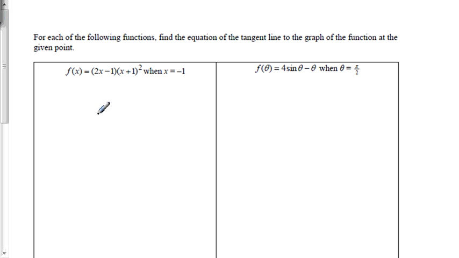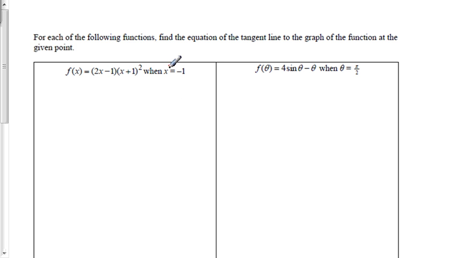All right, these next four examples ask us to find the equation of the tangent line to the graph of the function at the given point. What do I need to do? To take the derivative, which will give me the slope of the tangent line, I first need to simplify anything. We're going to have to do that in the first one. I need to know the point of tangency. Well, that's just substituting in what I know here.